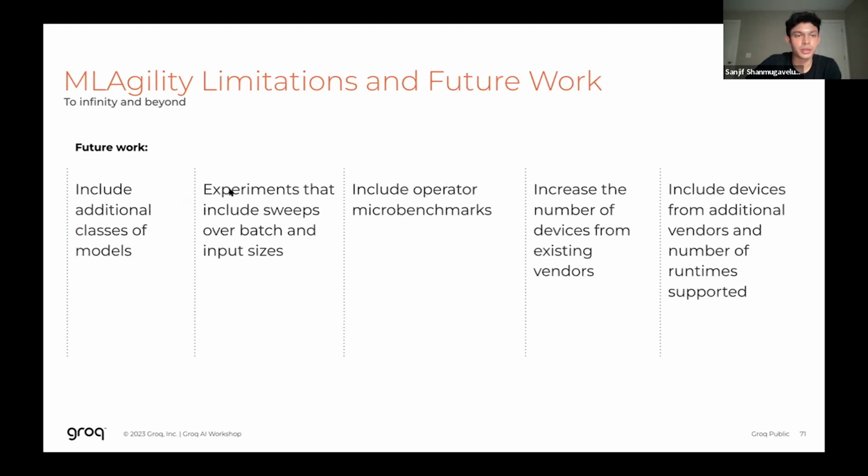Other things we're looking at working on are, for example, including power measurements and accuracy measurements, because different hardware vendors have different data types, and that may result in different outputs for the same model. We're also interested in including operator microbenchmarks, so just looking at a single operation, for example a matmul, and seeing how that scales from single chip to multi-chip, or a multi-rack system. And as I mentioned before, increasing the number of devices and runtimes.